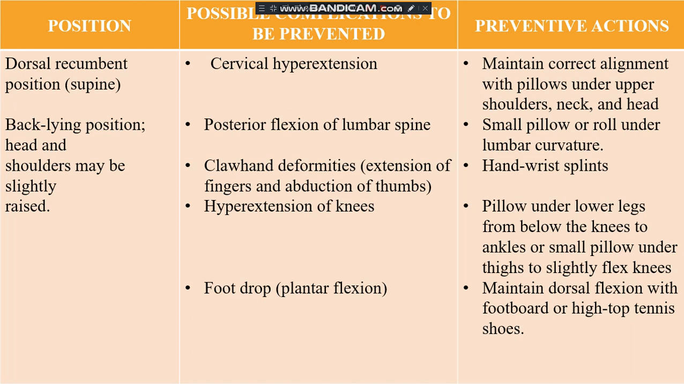Posterior flexion of the lumbar spine may occur. In order to prevent that, a small pillow or roll can be placed under the lumbar curvature. Then claw hand deformities, that is extension of the fingers and abduction of the thumb. In order to prevent this, we have to use hand wrist splints. Okay. This splint, everything will be studied in the first aid unit.